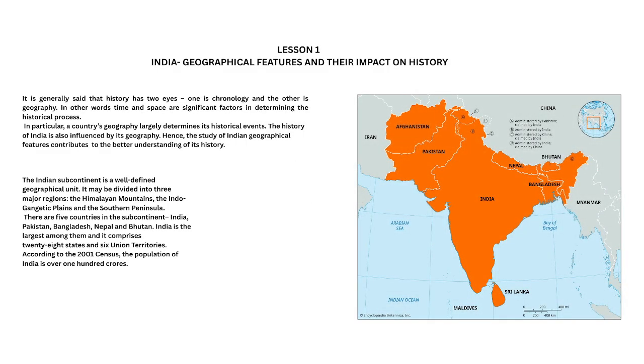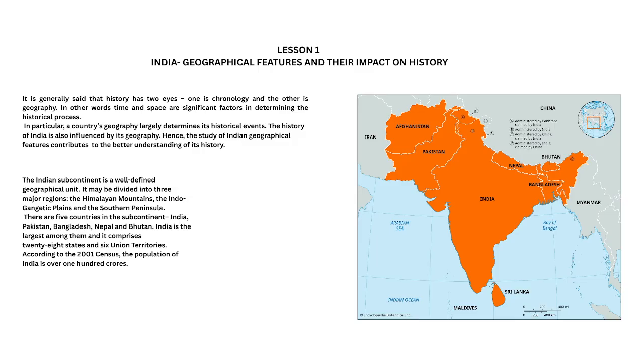History has two eyes, one is chronology and the other is geography. A country's geography largely determines its historical events. The history of India is also influenced by its geography. The Indian subcontinent is a well-defined geographical unit.